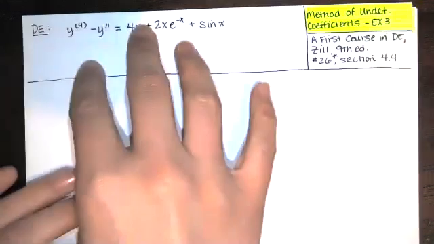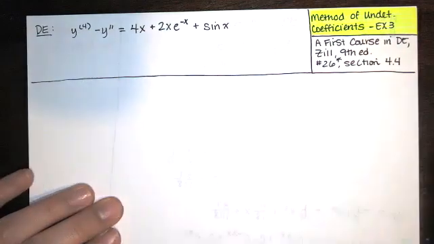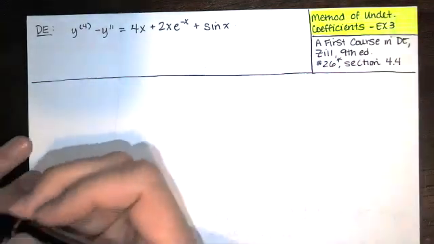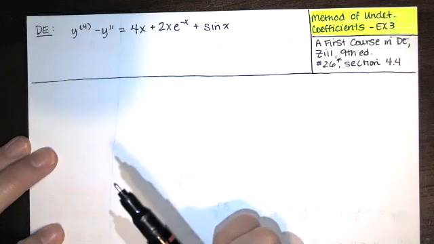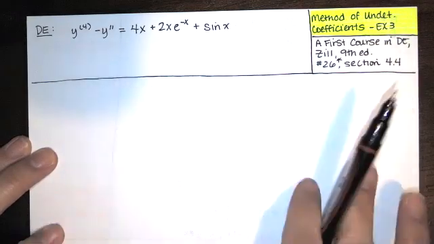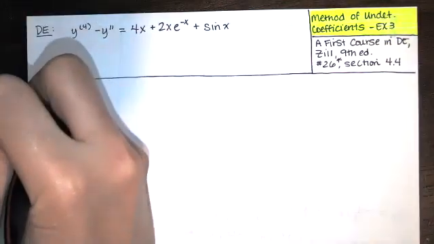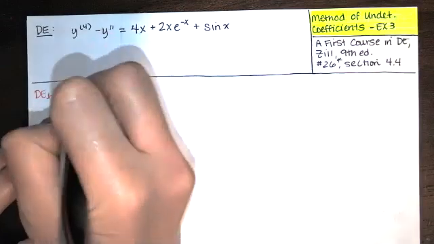So this is the differential equation, and let's first verify that the method of undetermined coefficients is appropriate. Now remember, when you're deciding whether or not you can use this method, you have to look at the corresponding homogeneous equation, and then you have to look at the form of the right-hand side. So the corresponding homogeneous equation looks just like this, but the right-hand side is 0.